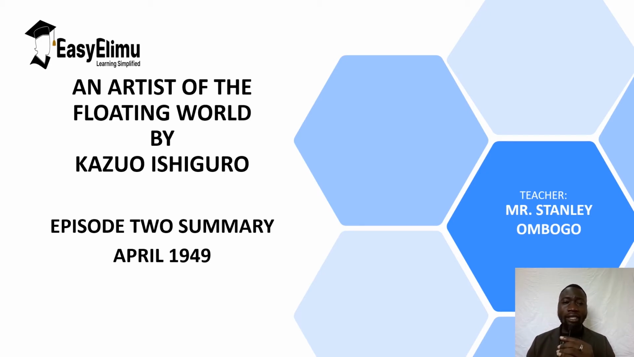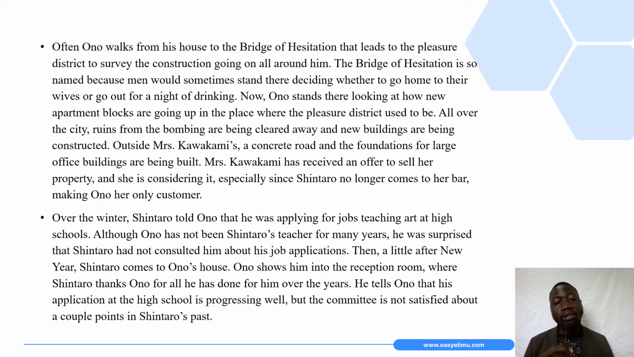So talking about April 1949, in this episode, dear students, we are told that Ono often walks from his house to the Bridge of Hesitation. Remember, there's a bridge called the Bridge of Hesitation in the novel that leads to the Pleasure District. Ono walks to this bridge to survey the construction going on all around him. The Bridge of Hesitation is so named because men would sometimes stand there deciding whether to go home to their wives or go out for a night of drinking.